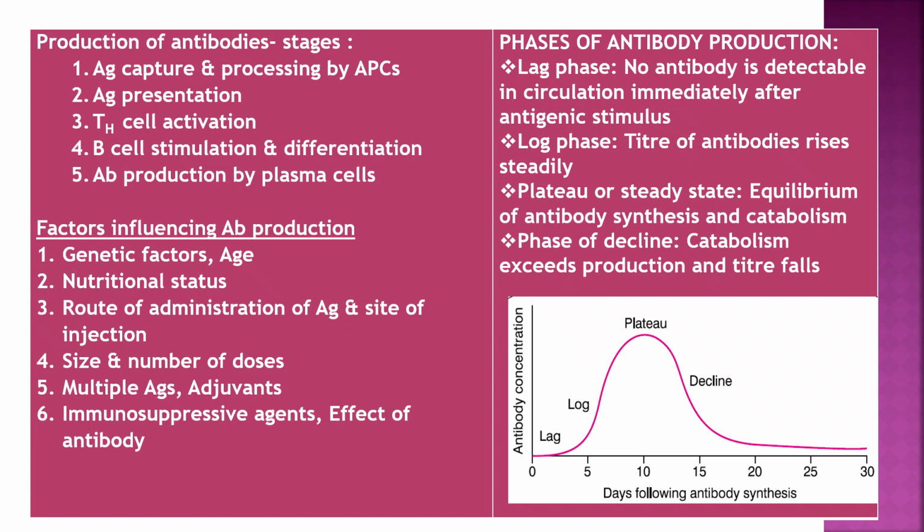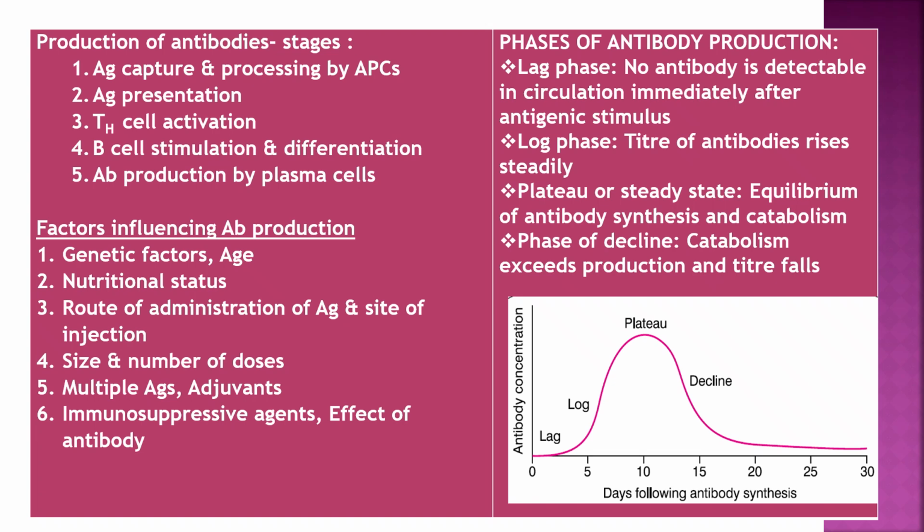Factors influencing antibody production: genetic factors, age, nutritional status, route of administration of antigen and site of injection, size and number of doses, multiple antigens, adjuvants, immunosuppressive agents, effect of antibody.